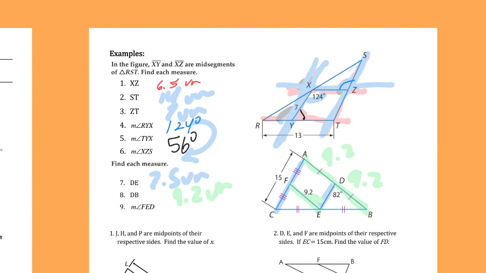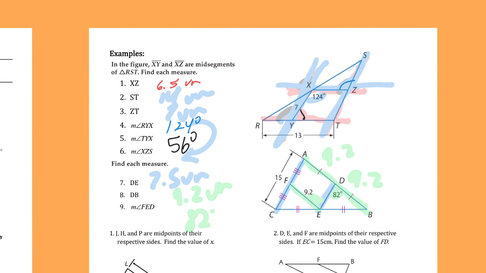If the two green lines are parallel, do you see that these are alternate interior angles? And so angle FED is going to be also 82 degrees. So, alternate interior angles: if two lines are parallel and cut by a transversal, the transversal is DE, the alternate interior angles will be congruent to each other.